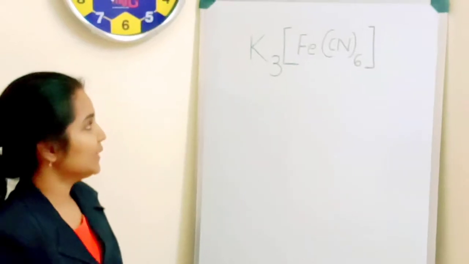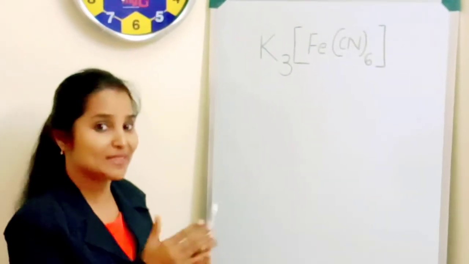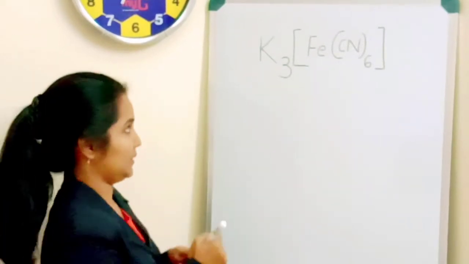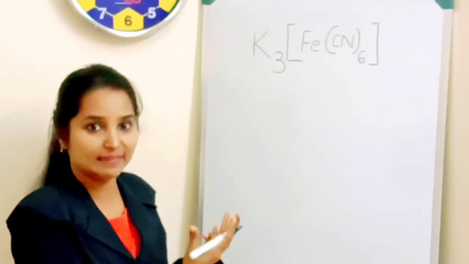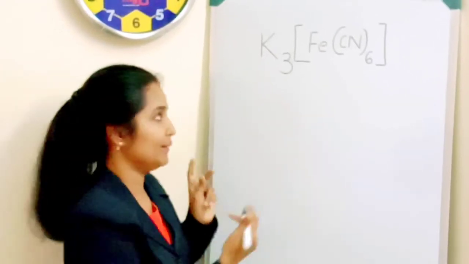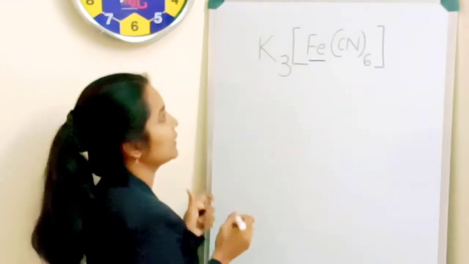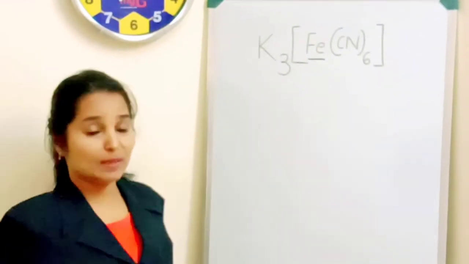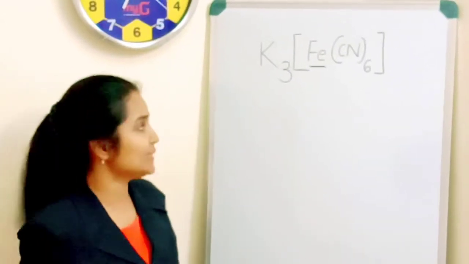Let's see. The first thing, according to the rule, is we have to sort out the central metal ion in the given compound. So here we have only one metal ion inside the coordination entity. So that is the central metal ion naturally. And then the next step is to find out the oxidation state of that particular central metal ion.